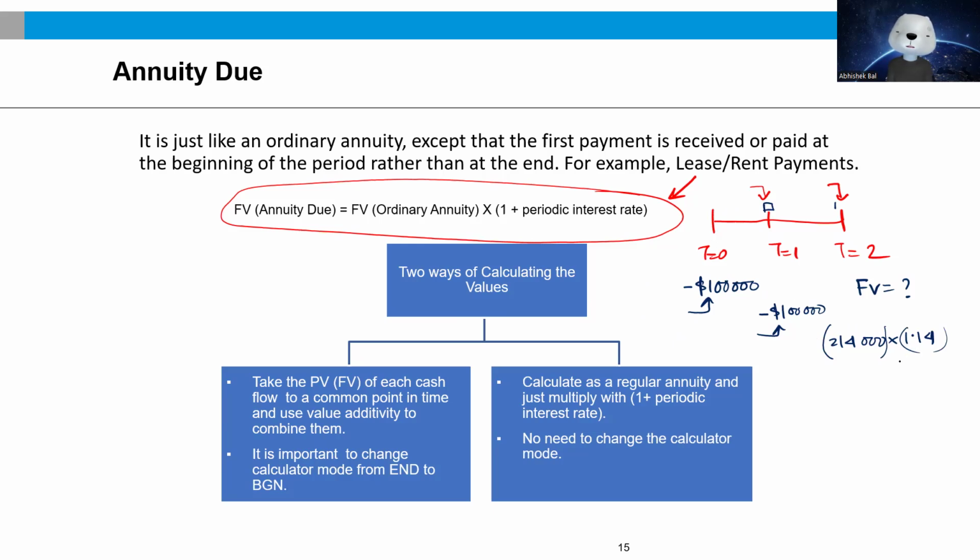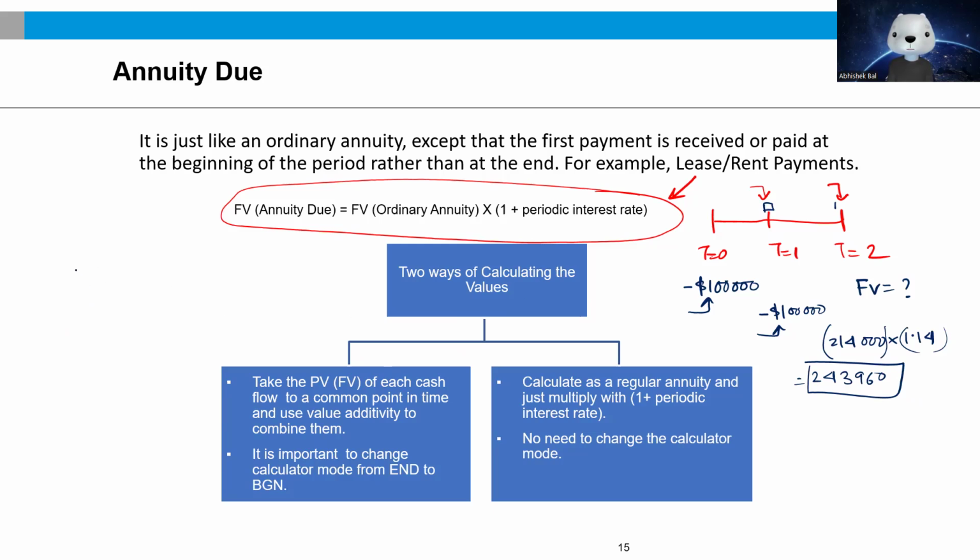In this case, our periodic interest, for example, happens to be 14%. So if we do that, we're going to get a value out here as 214,000 multiplied by 1.14, and this should be equal to 243,960. How this happens to be 243,960, let me just graphically first present to you so that intuitively you also understand.